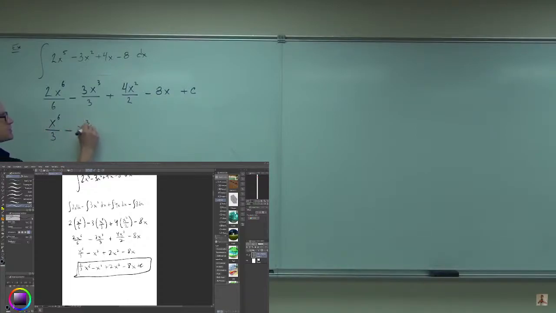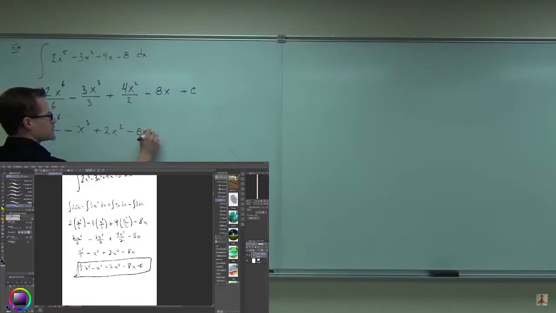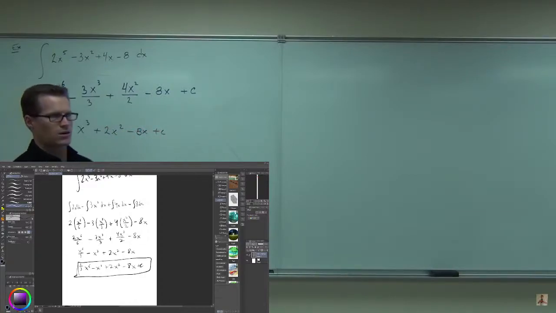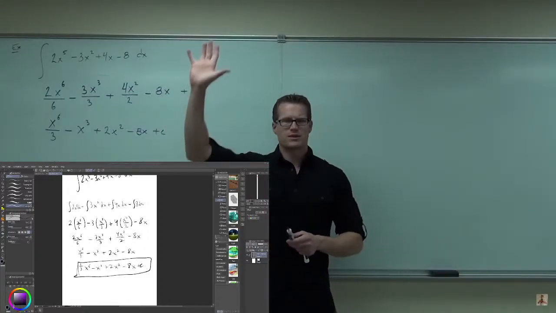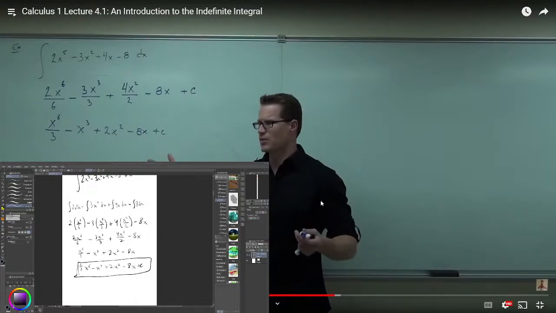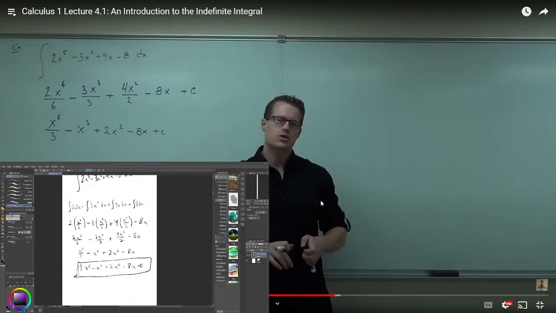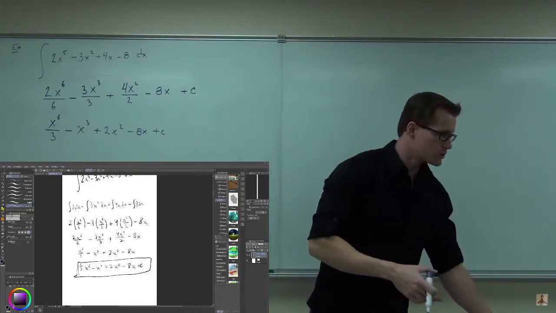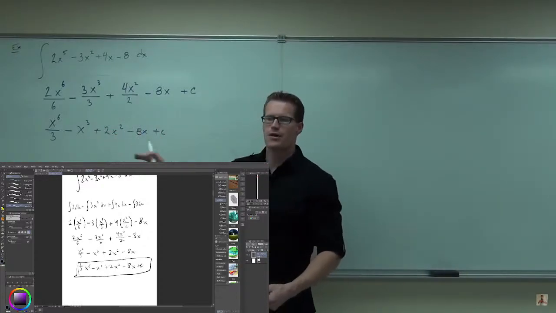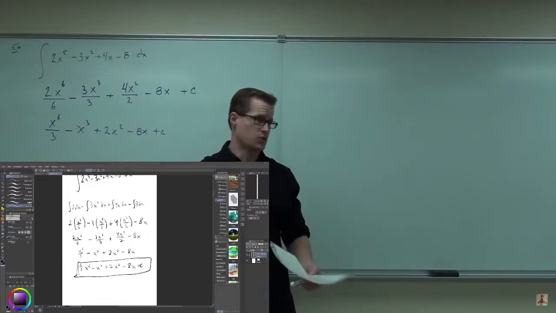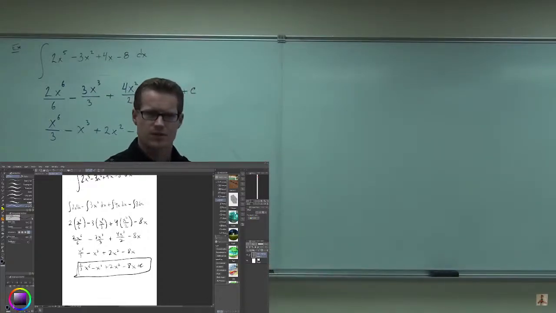Minus x cubed plus 2x squared minus 8x plus c. That is our integral. By show of hands, tell me if you feel okay with this example. Kind of a basic example, right? Not too bad. I am going to show you some ones that you do have to do some work to. This one was nice because everything fit in our integration table right away. There are going to be some cases where that is not true. So would you like to see a couple of those examples?